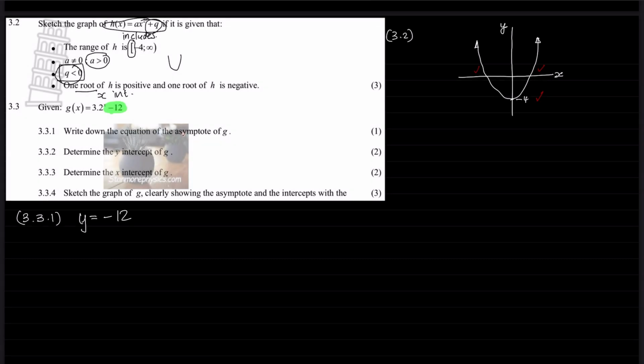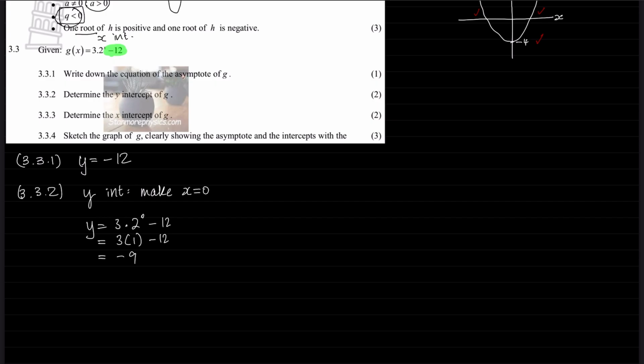Okay, let's move on. Question 3.3.2. The question reads, determine the y-intercept of g. If you remember, if you want the y-intercept, we make x equals 0. So in this case, we're going to have y is equal to 3 multiplied by 2 to the power 0 minus 12. 2 to the power of 0 is 1, so it's 3 times 1 minus 12. That is -9.